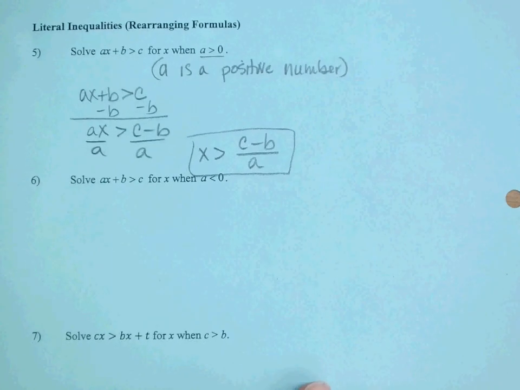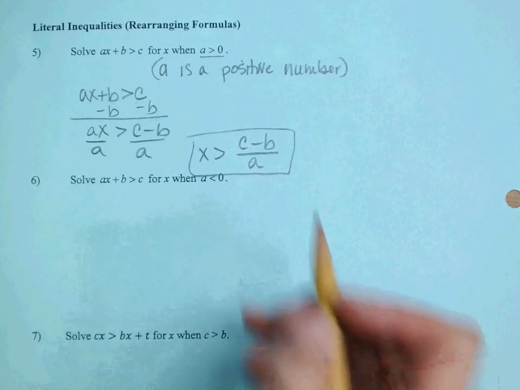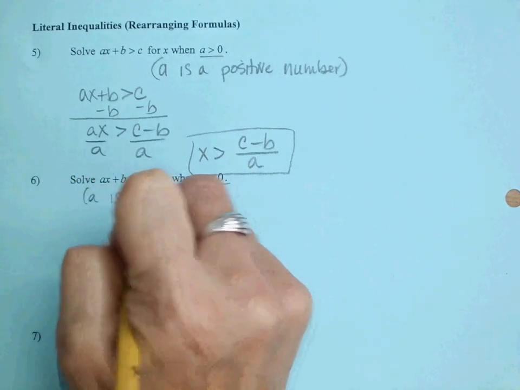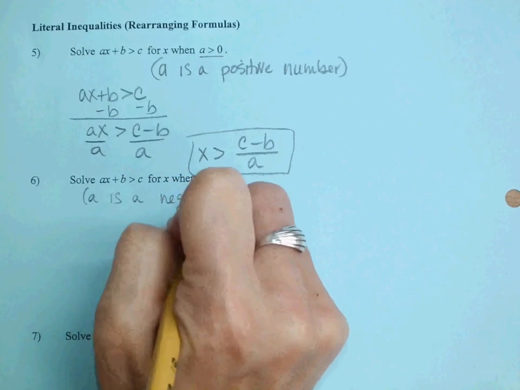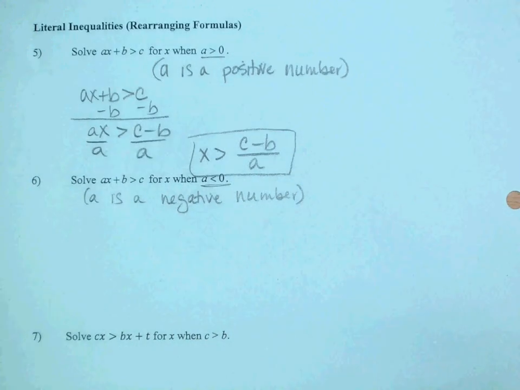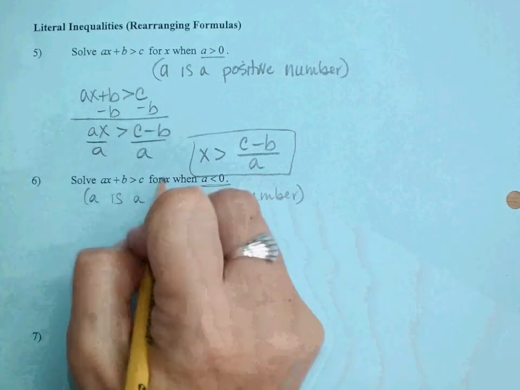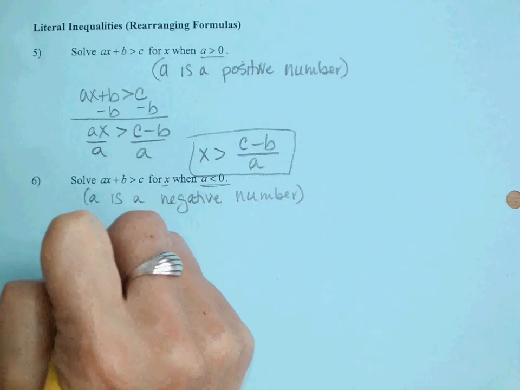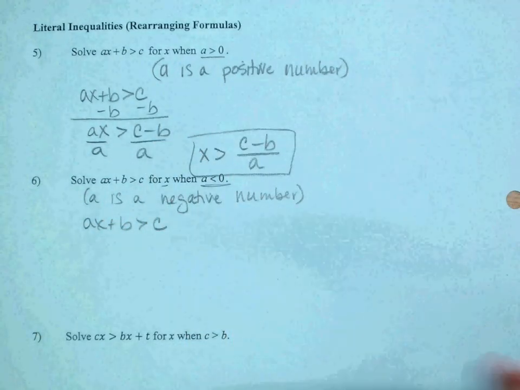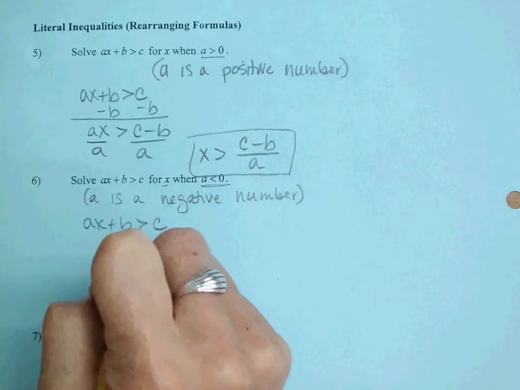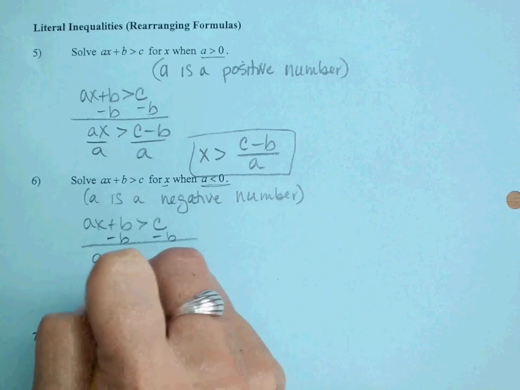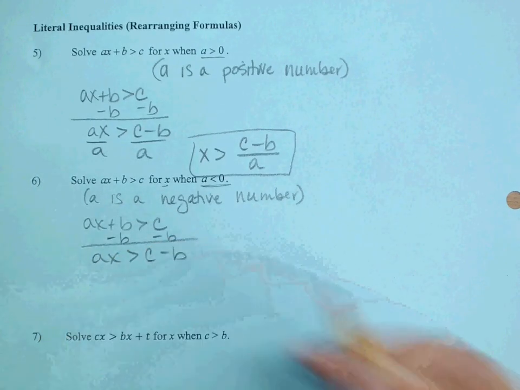Let's try number 6. On number 6, notice that A is less than 0, so A is a negative number. And we're going to, again, solve for X. So I'm going to rewrite AX plus B is greater than C. It's very similar to number 5, this 2-step equation, so we're going to use those strategies. I'm going to subtract B on both sides first. I get AX is greater than C minus B.